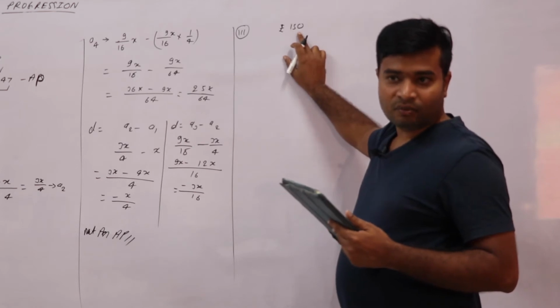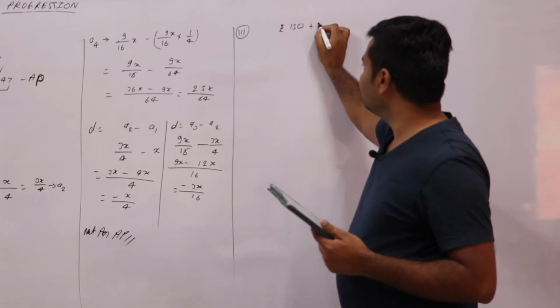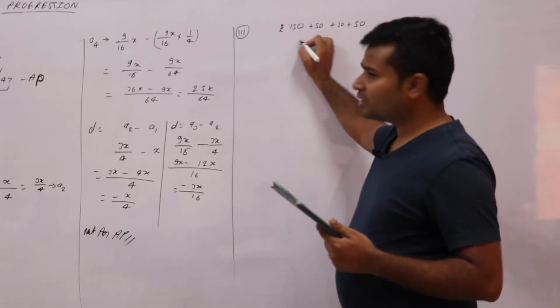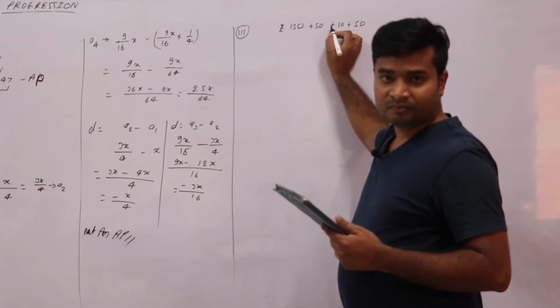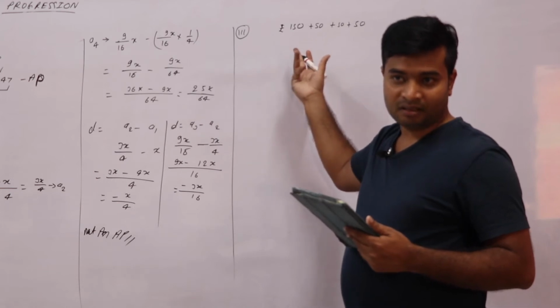First meter 150. Next 1 meter plus 50. Next 1 meter plus 50. Next 1 meter plus 50. So you can see whether this is in AP or not. If it increases by the same amount, it is in AP. Yes or no?